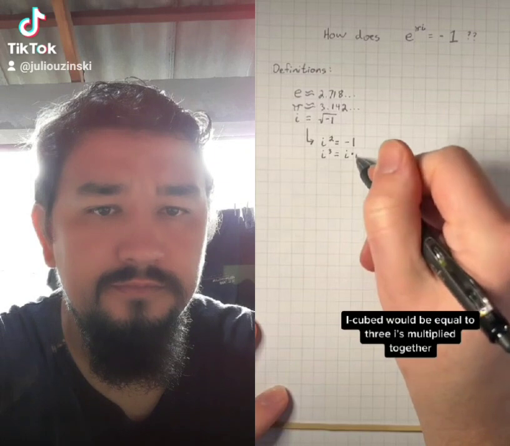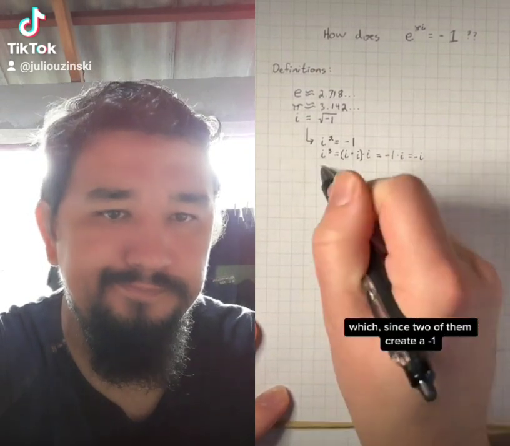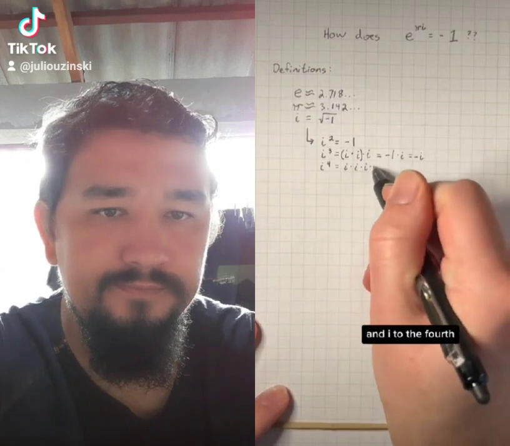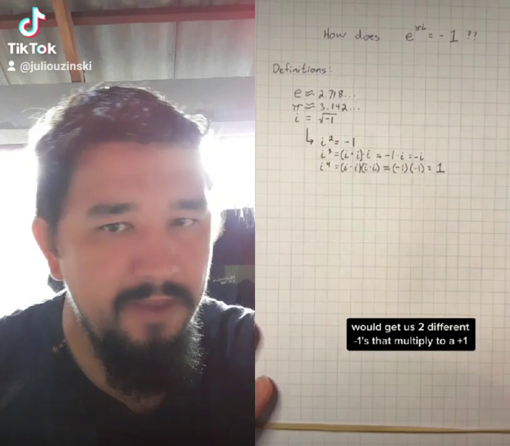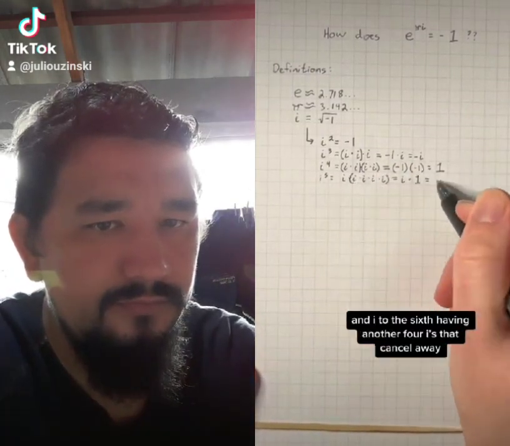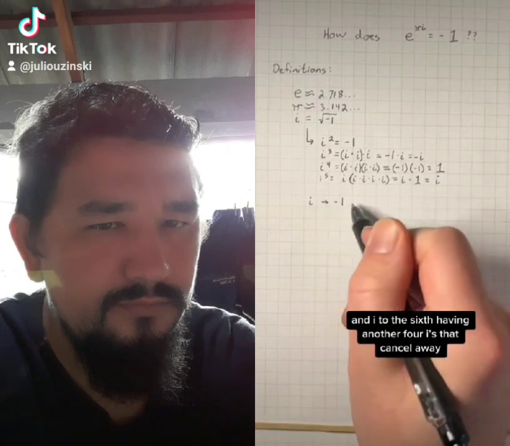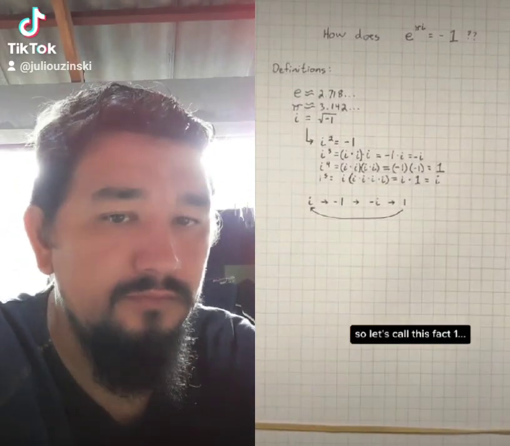i cubed would be equal to 3 i's multiplied together, which, since 2 of them create a -1, is the same as -i, and i to the 4th would get us 2 different -1s that multiply to a +1. This pattern continues with i to the 5th having 4 i's that cancel away and i to the 6th having another 4 i's that cancel away. This causes the different powers of i to continue cycling forever. So let's call this fact 1.